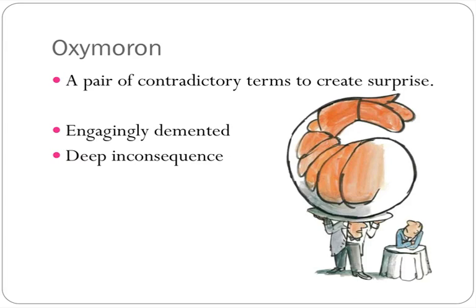Another idea, adding the idea of an oxymoron, which is a pair of contradictory terms that create suspense or tension or something like that. Call a character or call a sequence engagingly demented. Or that there is a deep inconsequence if you don't do something. And so you have this idea of contradictory terms. Well, if it's going to be deep, that means it's going to be very important. And then you say it's inconsequential, meaning not important.